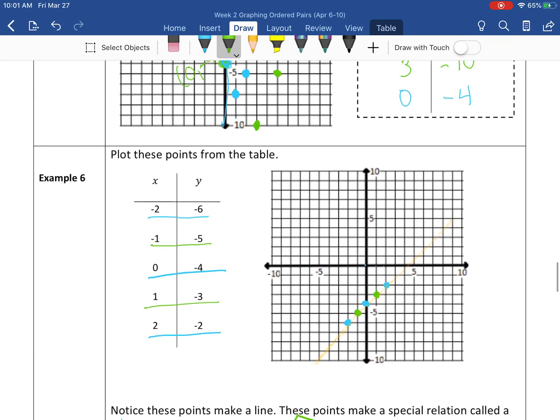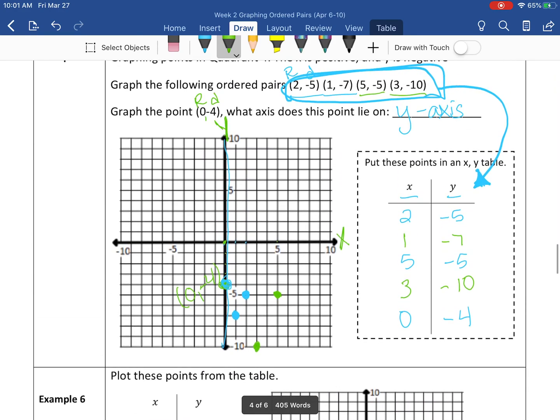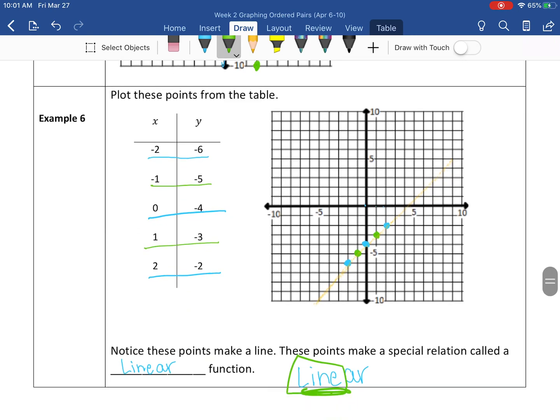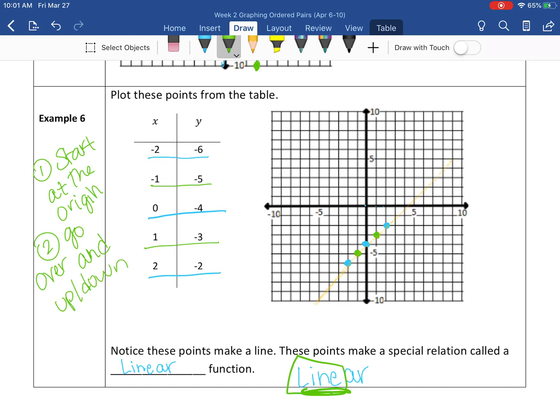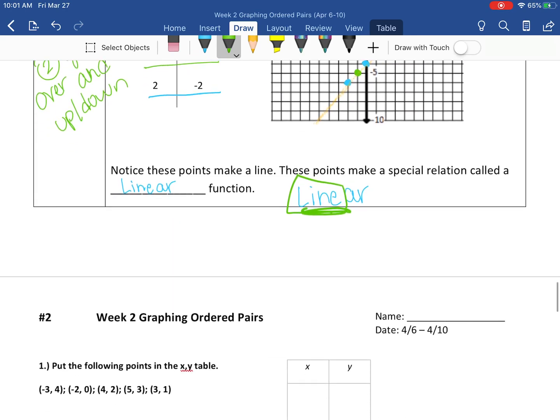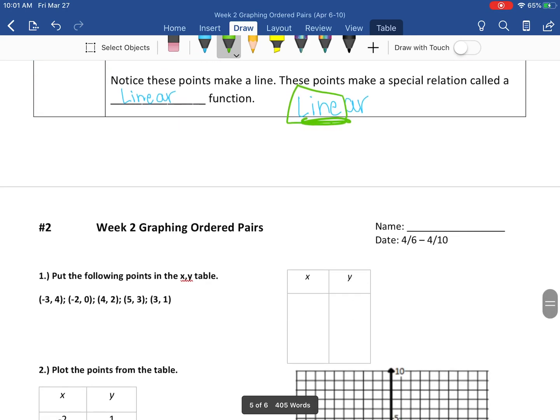That's the end of our notes for the day. We just practiced graphing those ordered pairs. So remember, you start at the origin. I'm going to write it down. You start at the origin, and then you go over, left or right for over, and then up or down depending on the points to find your ordered pair, or to find the point on your graph.